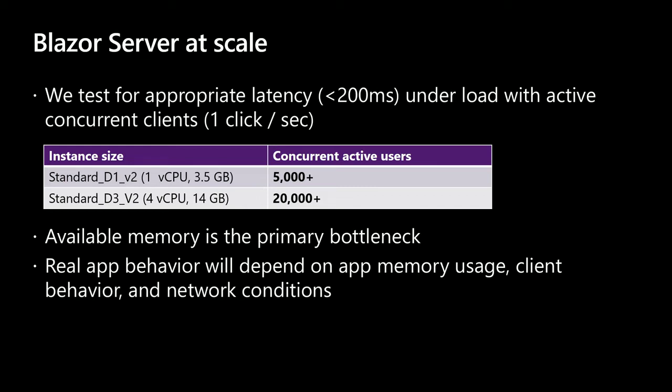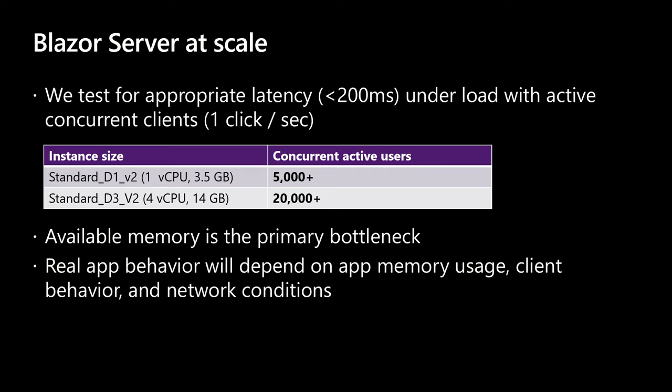We do test Blazor under load at scale to see how well it performs. What we do is we take a Blazor app, we put it under load with a bunch of concurrent clients that are actively engaging with the UI, and we monitor the latency to make sure it stays within a reasonable level. When we test with a single virtual CPU machine with 3.5 gigabytes of memory, we're able to sustain 5,000 concurrent clients without any latency issues.